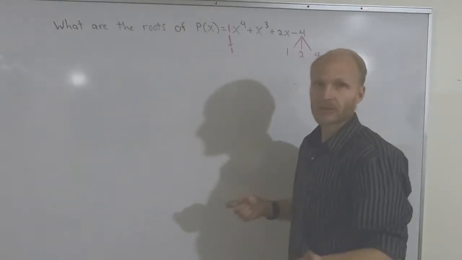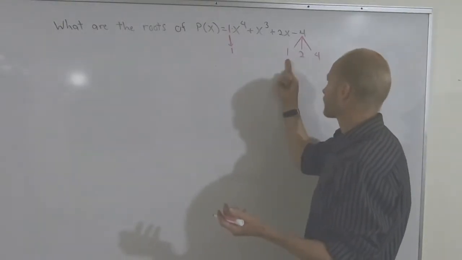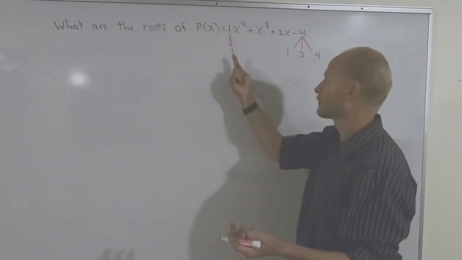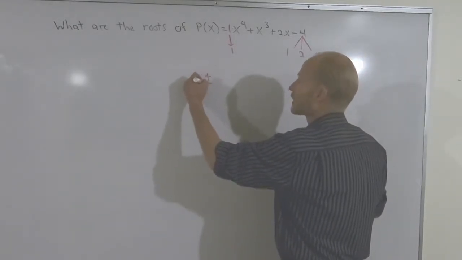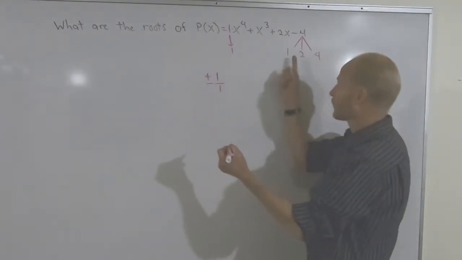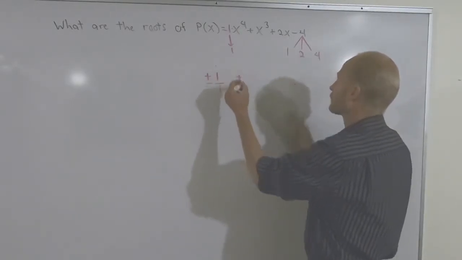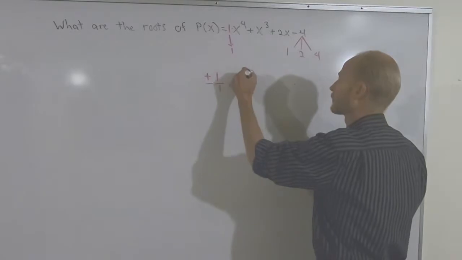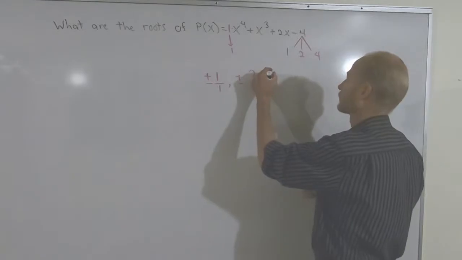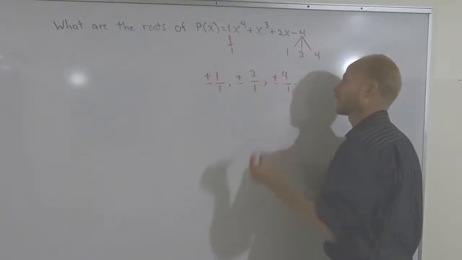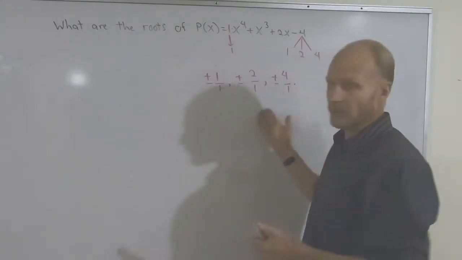So let's go ahead and start listing out all of our possibilities. Our possibilities are the divisors of the last number divided by the divisors of the coefficient of the first term. So we have positive and negative 1 over 1. Alright, then we have positive and negative 2 divided by 1. And then finally we have positive and negative 4 divided by 1. You always have the positive and negative versions of each one. Alright, so now we have our list of possibilities.